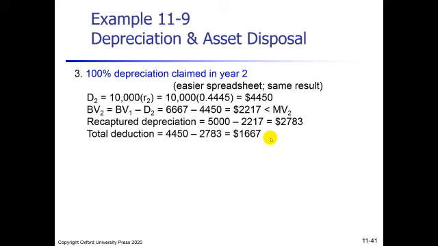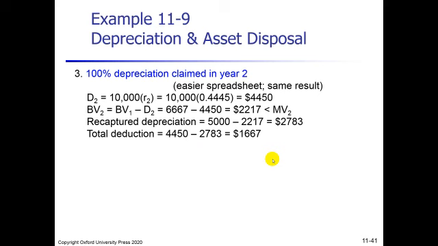So what that means is we're going to have to recapture that depreciation, and the amount to recapture is $5,000 minus its current book value. So we have $2,783 of depreciation that needs to be recaptured. And then our total deduction is going to be the amount that we're depreciating minus the amount of recaptured depreciation. So that nets out once again to $1,667.